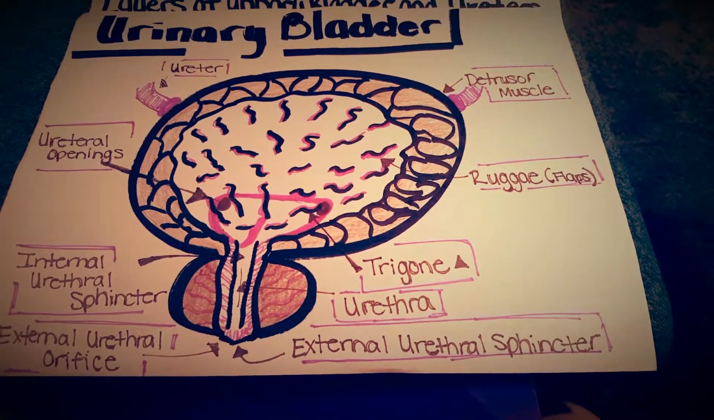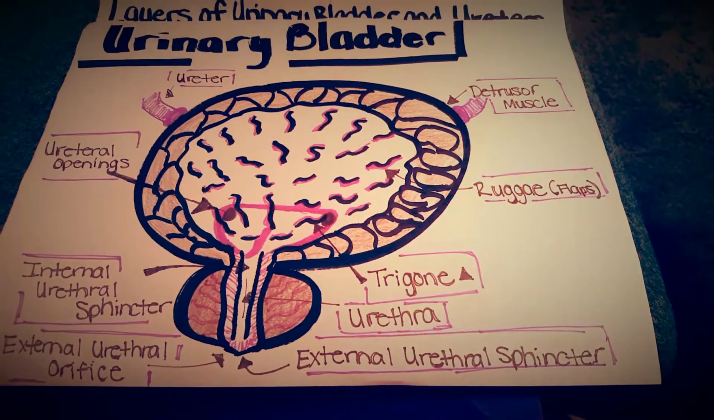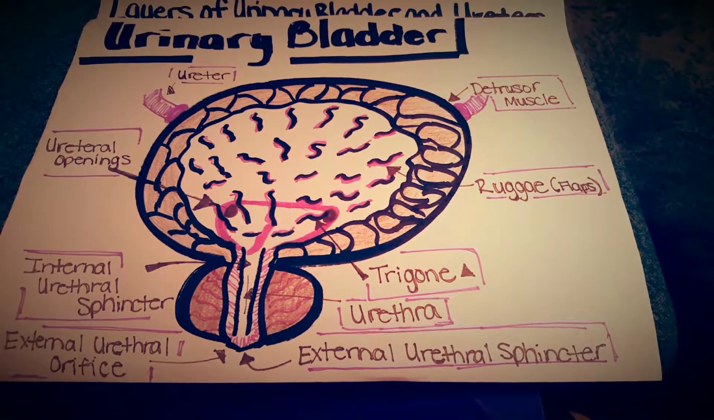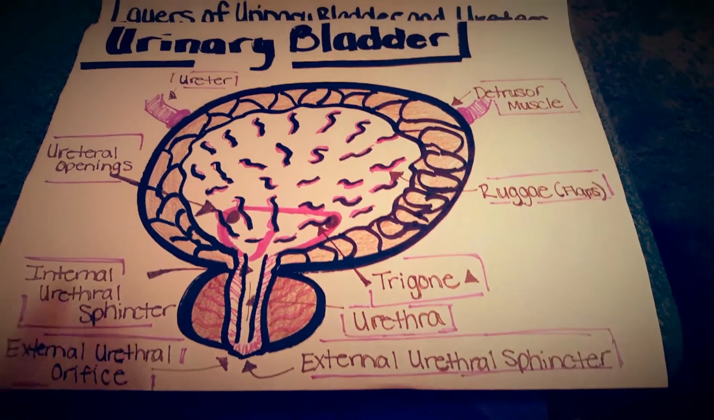The urinary bladder of the female sits anterior to the vagina and inferior to the uterus. The position of this organ is why pregnant women have to urinate so frequently.